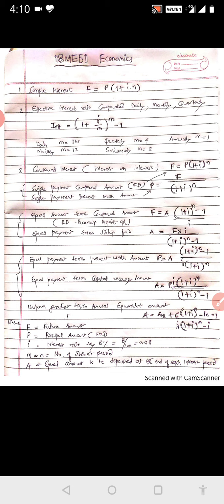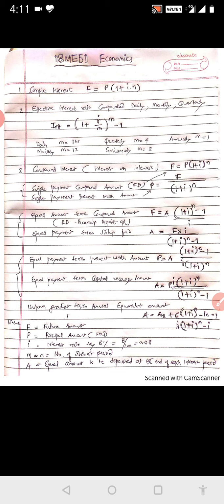F is equal to P in bracket 1 plus I into N. Here F is the future amount, P is the principal amount, I is the interest rate. Interest rate you should always remember, if it is 8%, you write 8 divided by 100, that is 0.08. If it is 10%, you can simply write 0.1. Into N. N is the number of interest periods, whatever it is. And here one more thing is there. In the simple interest, it can be calculated on a daily basis, on a monthly basis, quarterly basis, half yearly basis, or even annual basis.